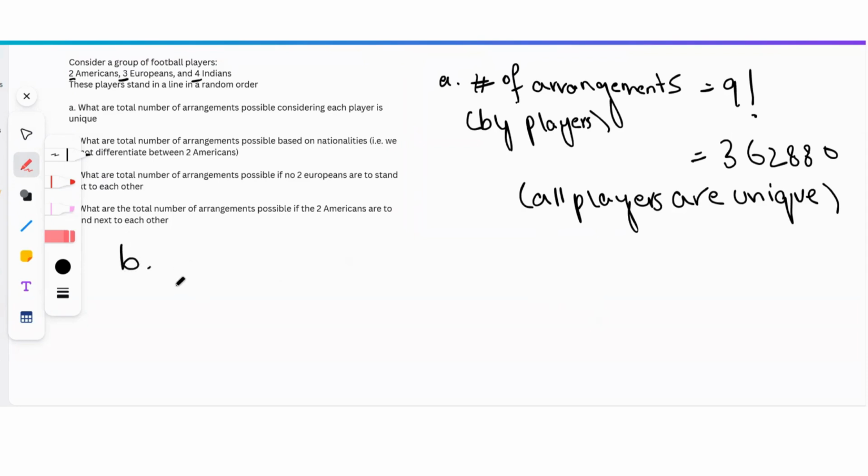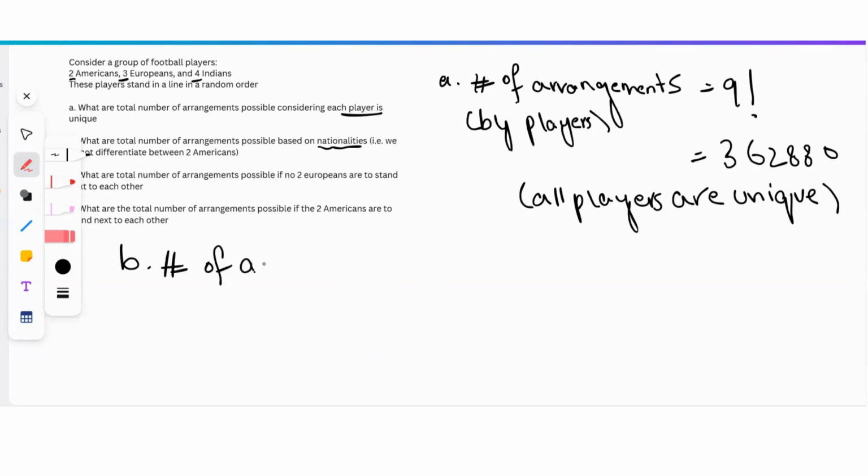Let's look at part B. What is the total number of arrangements possible based on nationalities? Part A was the number of arrangements by players considering the 9 unique players. But in part B we want to find the total number of arrangements based on nationalities. We don't differentiate between the 2 Americans, the 3 Europeans, or the 4 Indians.